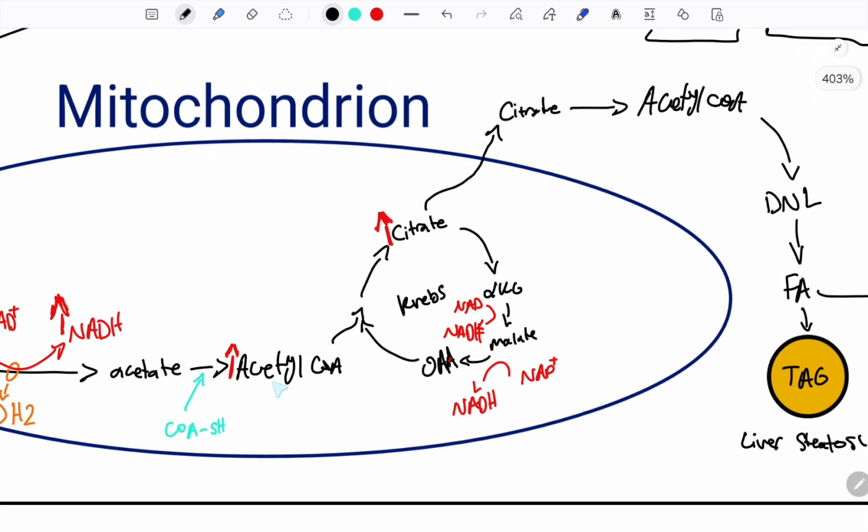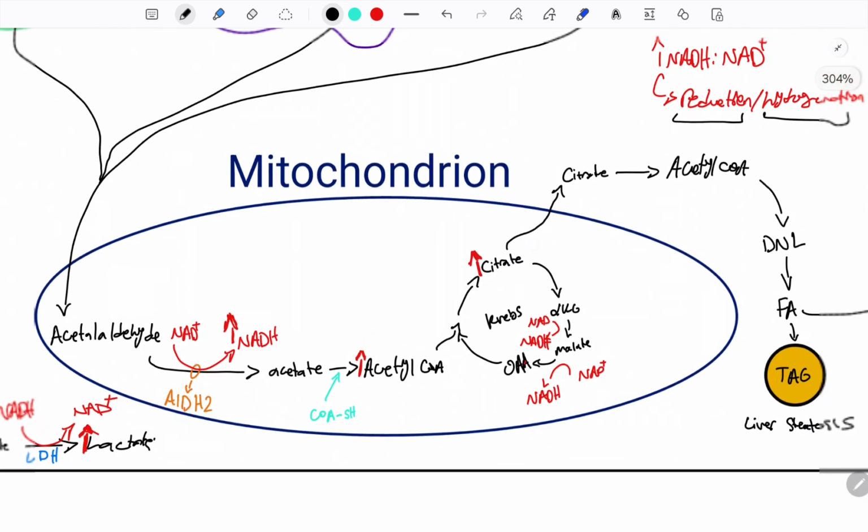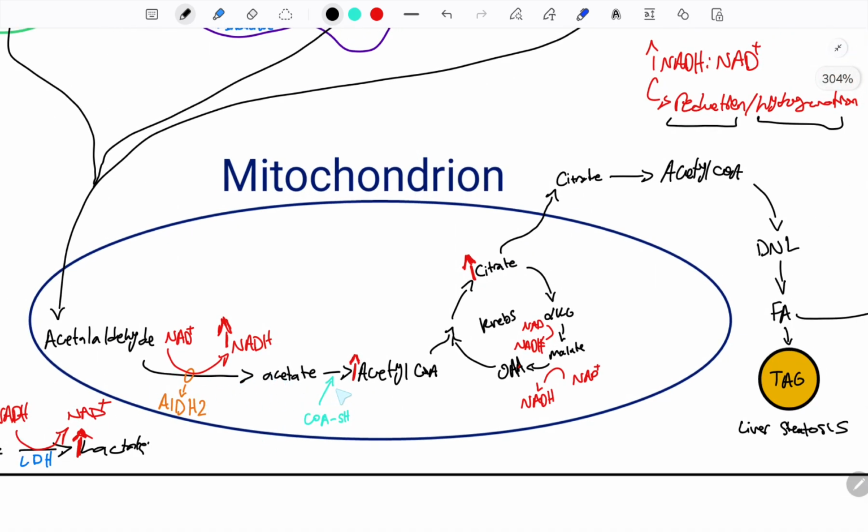When you have all of these high acetyl-CoA levels, because of the high acetaldehyde being converted into acetate and then acetyl-CoA, right? There is a possibility where you can go through ketone production, because acetyl-CoA can actually be turned into ketone bodies through a series of reactions. For example, you can turn acetyl-CoA into acetoacetyl-CoA, right? And then make ketone bodies eventually. But a couple of parameters have to be met.